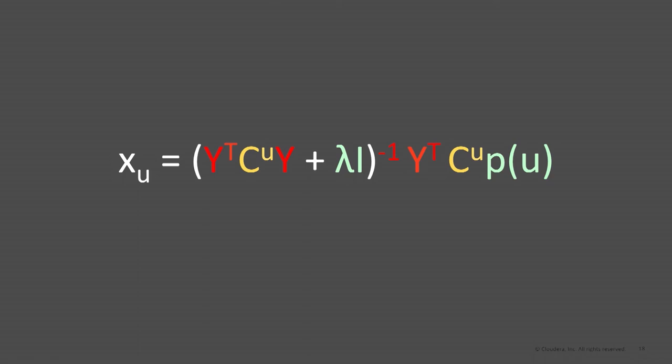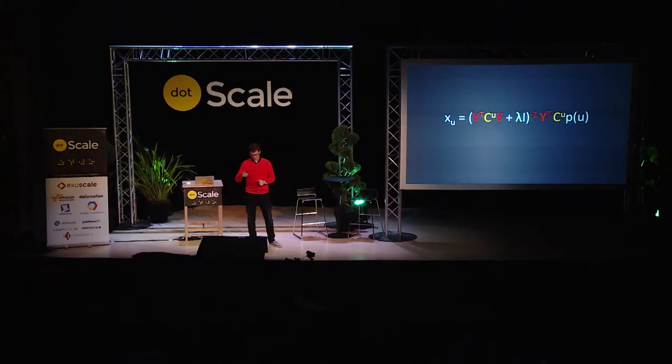It looks a little more intimidating than it is, but I've color-coded some problem areas. So this is the formula as given in the paper to compute one row of x from y. And the big problem here is that every row of x is a different function of all of y. Y is this large distributed dense matrix. Cu is a dense diagonal matrix. So this says we would have to compute a Gramian almost for every single row of x. And that's just way too much work.